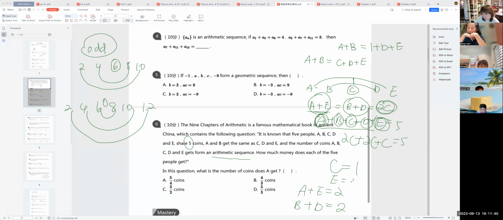Now A plus E equals 2, and B plus D also equals 2, right? So that means E equals 2 minus A. And we can just have E equals 2 minus A. Correct, everybody? And D equals 2 minus B. So D equals 2 minus B.